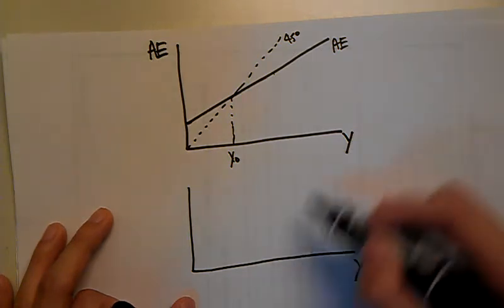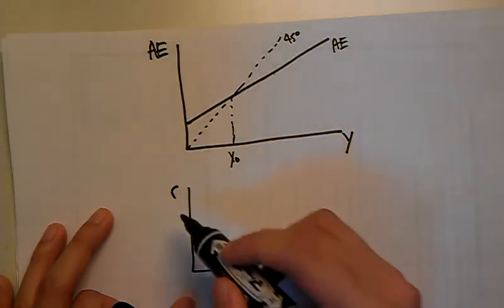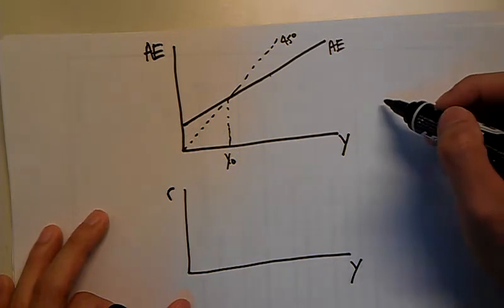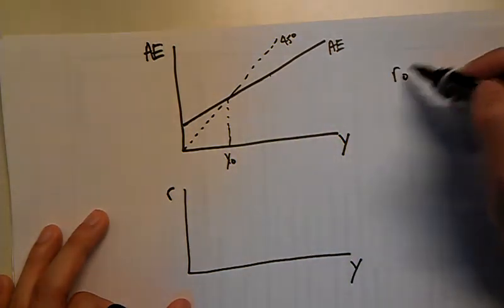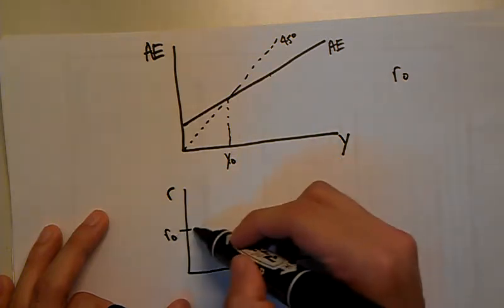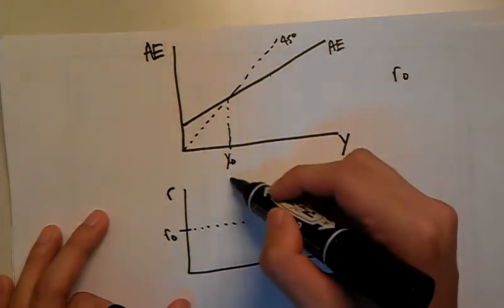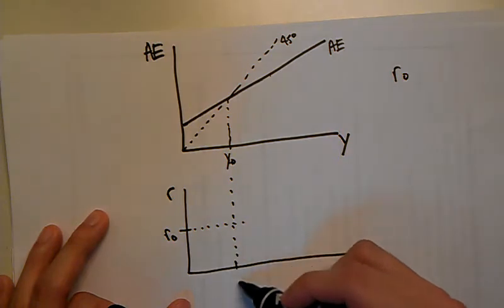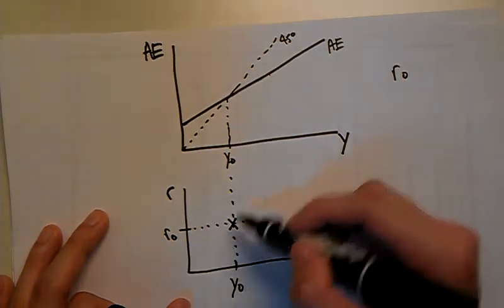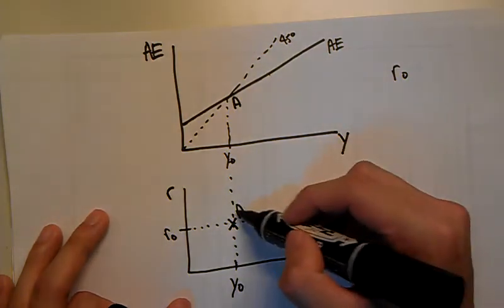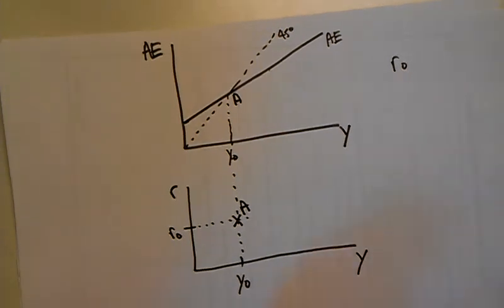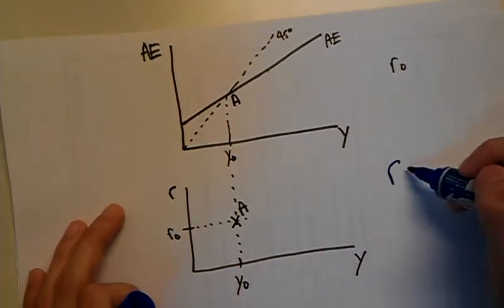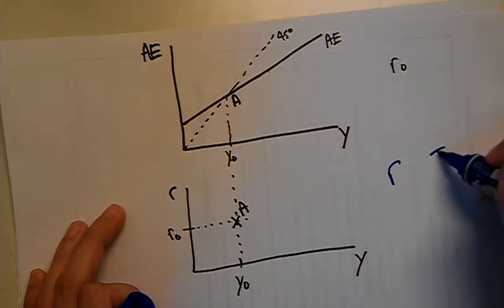This has to be the same axis Y, and this will be interest rate. Assuming now interest rate is at R0. It's all about just extending points from graph to graph. So I got my first point over here, A. We know that there is an inverse relationship between interest rates and investment.